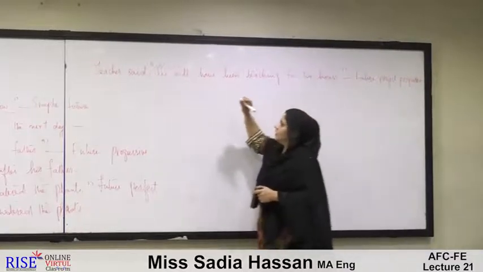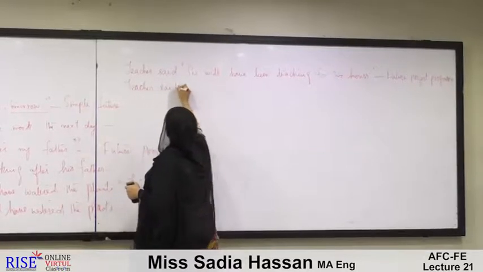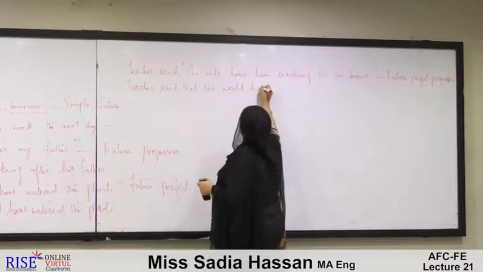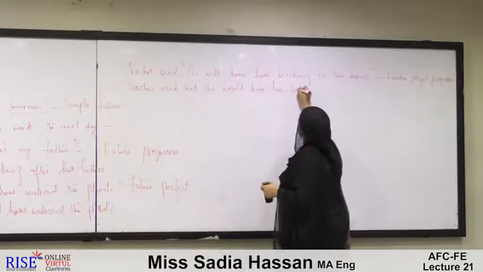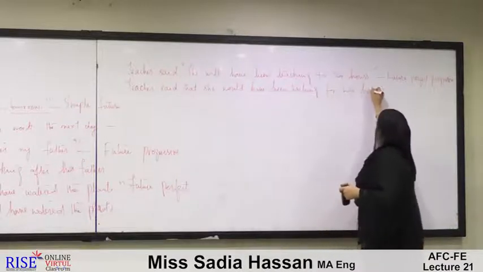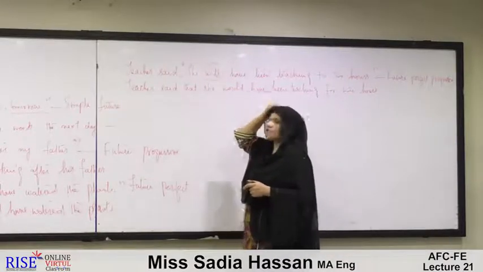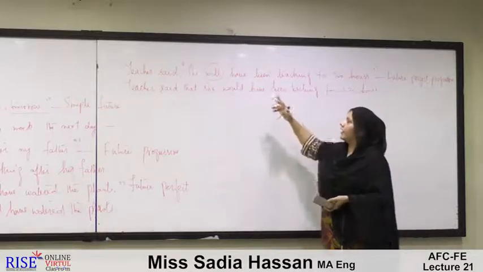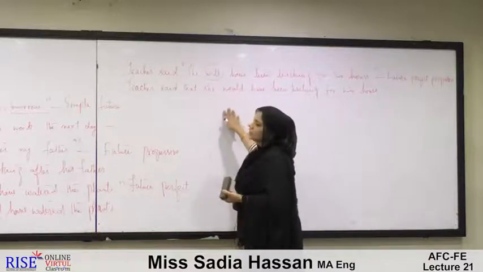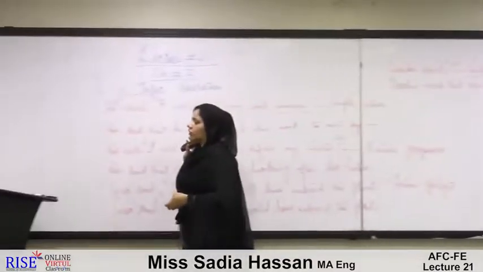How do we change it? Teacher said that she would have been teaching for 2 hours. So we have seen the major change is that will and shall are both changed to would. And as will and shall both have the first form of the verb with them, we do not need to make any change in the verb. So this was the change of future tense, all the forms of future tense.